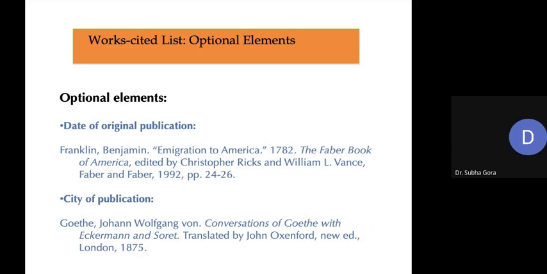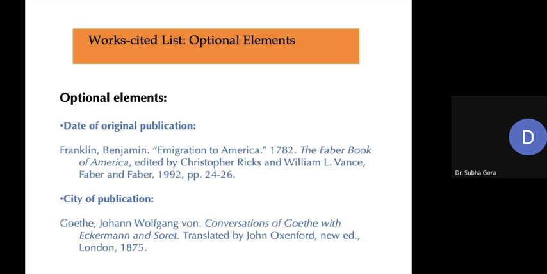All right. What are the optional elements? You do have a few optional elements. One is the date of the original publication. If a source has been published on more than one date, it's up to the writer. The writer may want to include both dates if it will provide the reader with necessary or helpful information, or include only the one date which the writer thinks relevant.